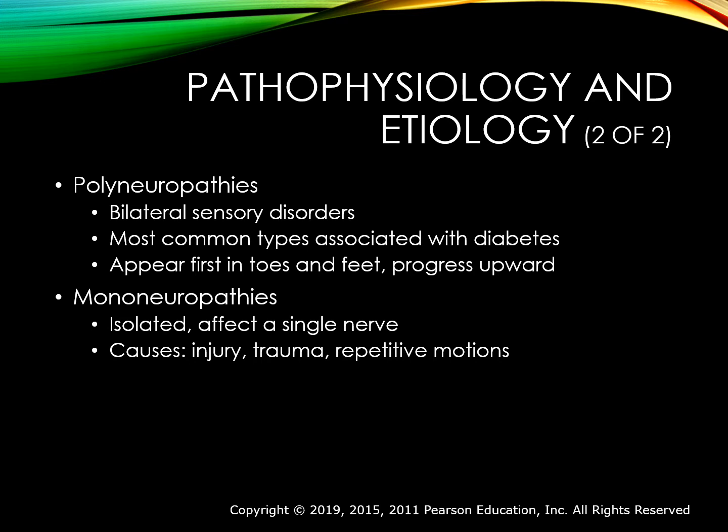Mononeuropathies are isolated peripheral neuropathies that affect a single nerve. Injury or trauma is the most common cause, although repetitive motions such as those resulting in carpal tunnel syndrome also can cause mononeuropathies as well.